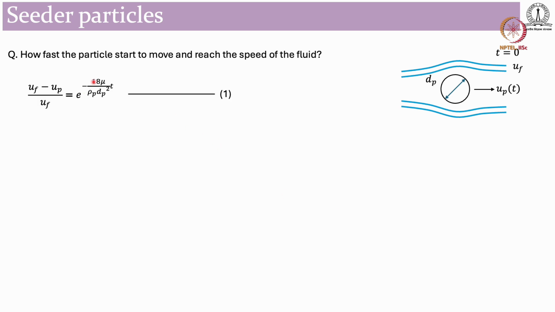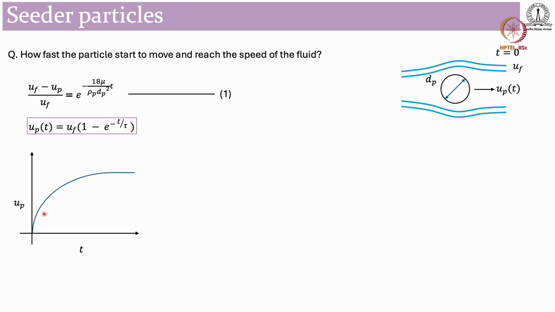Now again, I have written this equation here, like you can see, and on further solving this, you get a relation which looks like up, which is the instantaneous velocity, is equal to uf into 1 minus exponential to the power of minus t by tau. When you plot this, you get something like this. It's very easy to plot, and it's a routine activity. You can see that the velocity of the particle starts to increase and then stagnates at a point where it reaches the value of uf, that is the fluid velocity, and the time taken to do that is the tau.